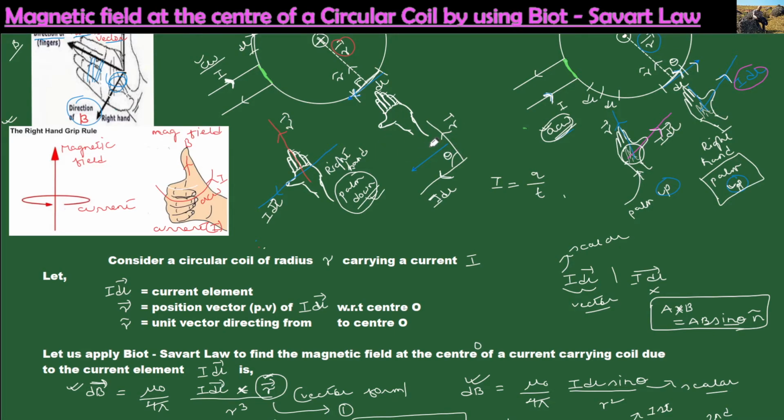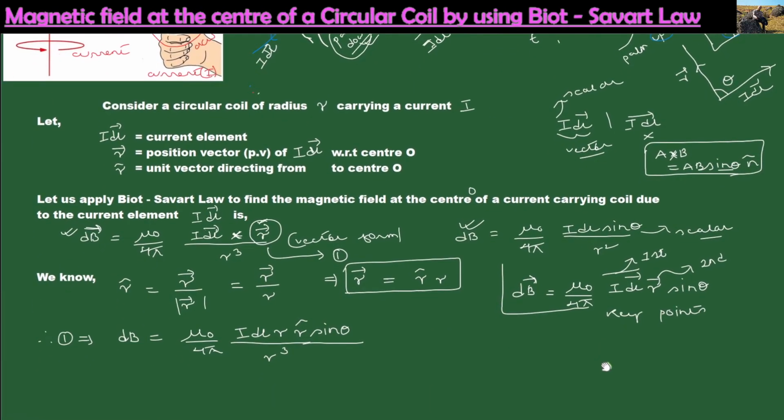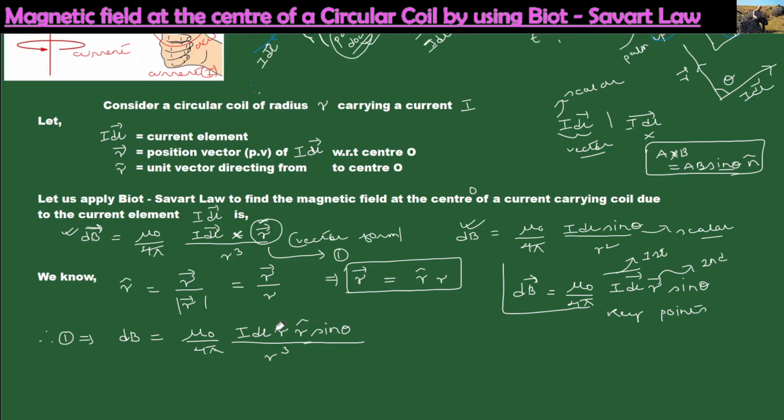So the angle between I dl and r is in this direction. That means the thumb is pointing in this direction, so this will be the direction of IDL, and R is in this direction. So that is our R vector, our radius vector, the first vector, the second vector. Then from here, this is the angle between IDL and R. So that is the most important thing that we need to know.